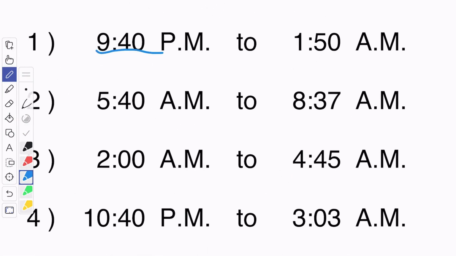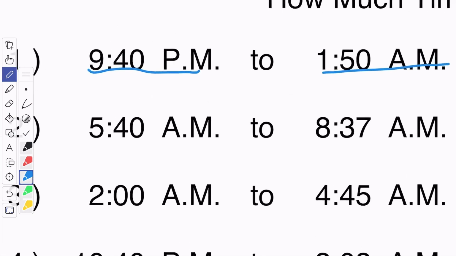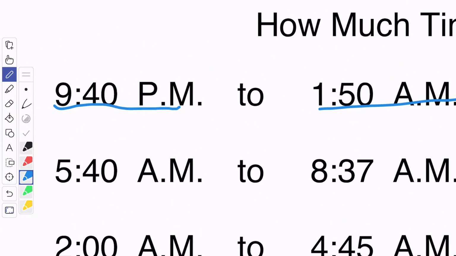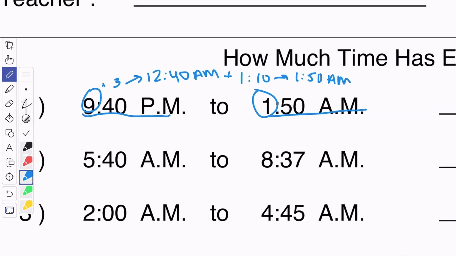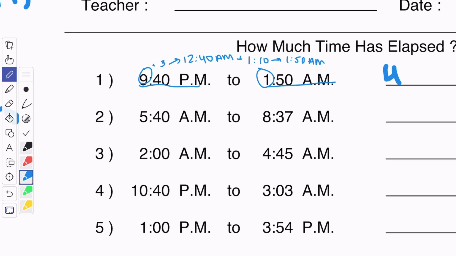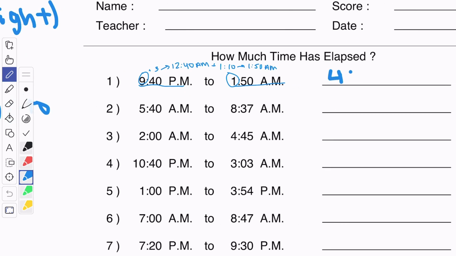So from 9:40 p.m. to 1:50 a.m. So let's calculate how to get from 9 to 1. So we add 3, which is midnight, and then after 12, we reset back to 1. So if we add 3, this is now 12:40 a.m. Now we need to get to 1:50, so we're going to add 1 hour and 10 minutes to get to 1:50 a.m. So we're adding a total of 4 hours and 10 minutes.